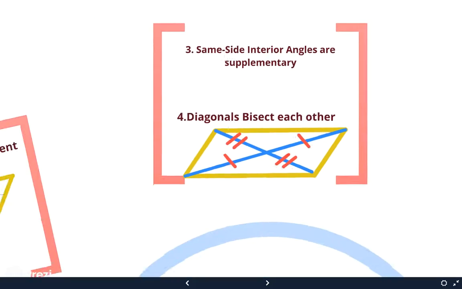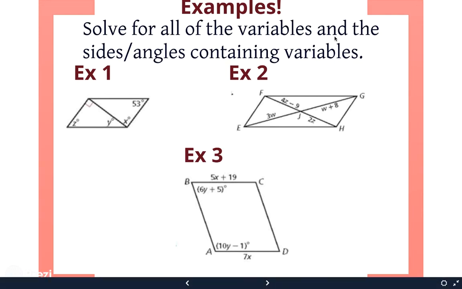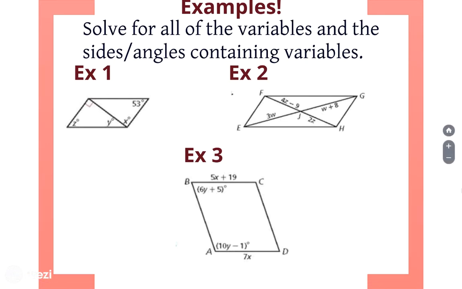All right, so using all these nifty properties of parallelograms, we're going to be solving for all the variables and the sides and angles containing the variables. So we have to think back to our 5 properties as we solve these. So go ahead and pause this video and watch example 1, example 2, and example 3.